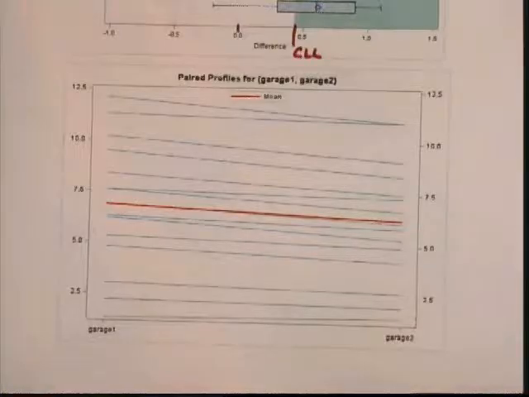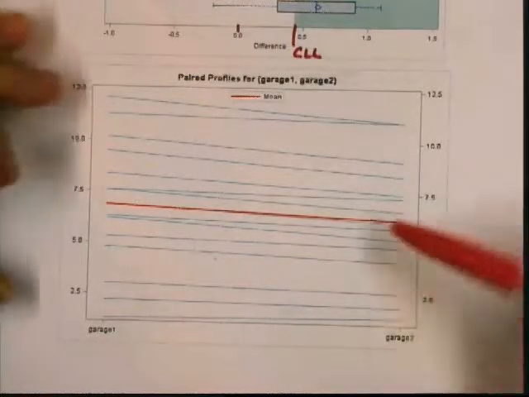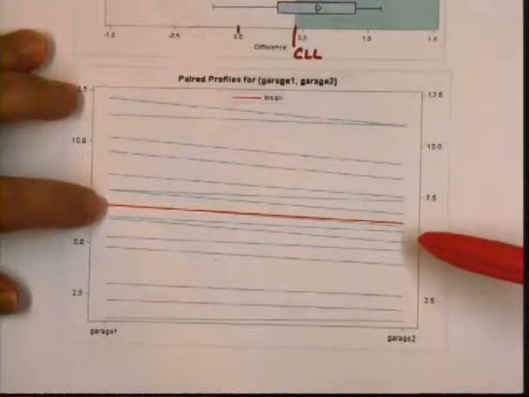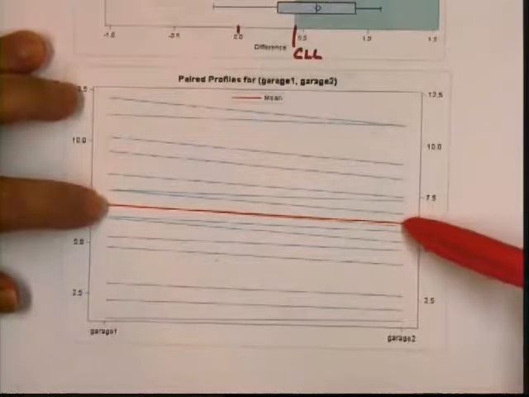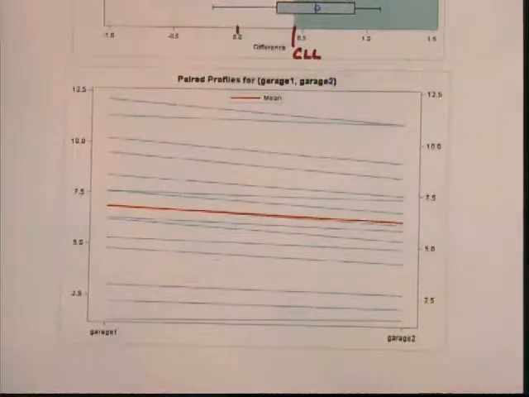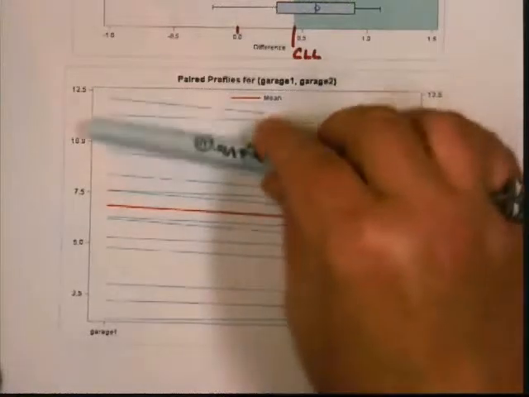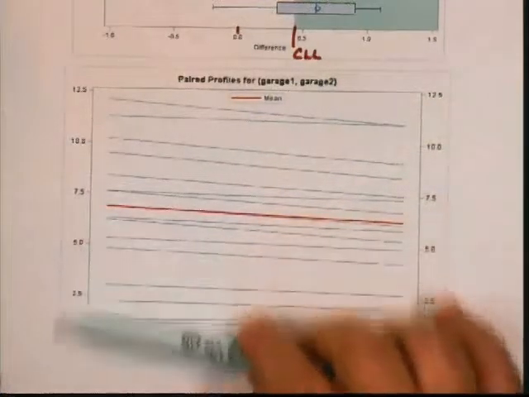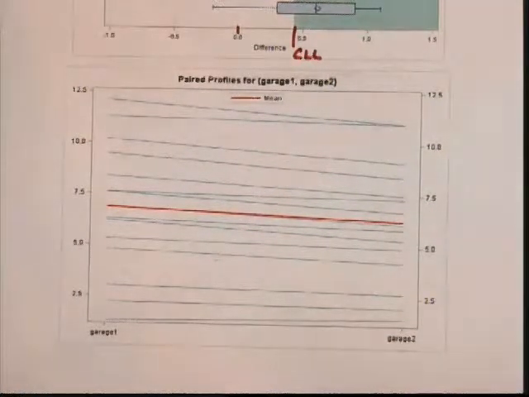Okay, so if you print it in black and white, hopefully you got one bold line and the other's not so much. The red line is the mean here, so the garage 1 mean, and this is the garage 2 mean, and they're just connected up. Each line represents a car that was evaluated at each of the garages. You notice there's a slightly negative slope on each one of these, meaning garage 2 is a little bit lower than garage 1 for all those. So this is just referred to as a profile.